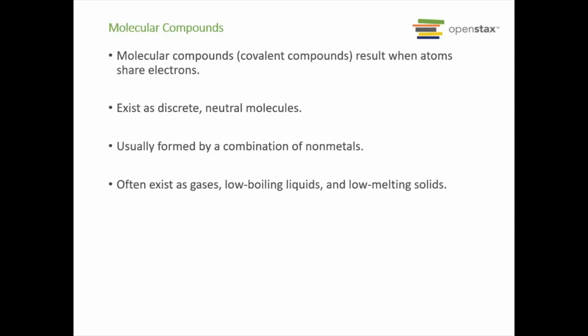So those are ionic compounds, and now we have molecular compounds. These come about when atoms share electrons. These are discrete neutral molecules, and they're formed by nonmetals. A lot of times they could be gases, low boiling point liquids, and low melting point solids. They can be pretty much anything.